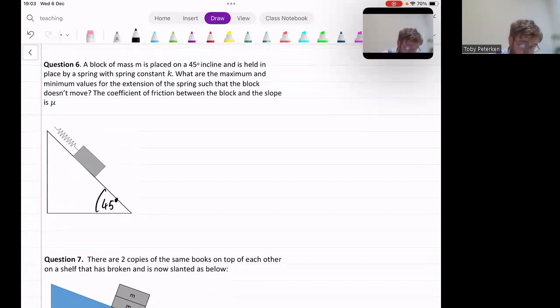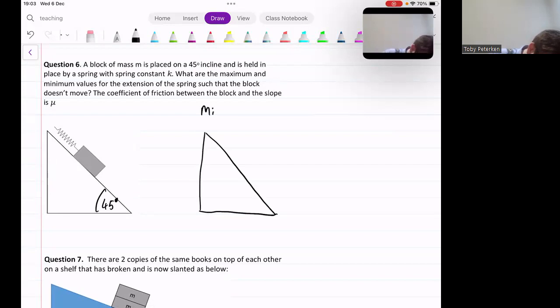So there are two possible ways this could be. Firstly, if the spring is only stretched a little bit, the weight always has a component down the slope. And in the minimum case, we'd have the tension pulling it up and friction stopping it from sliding.